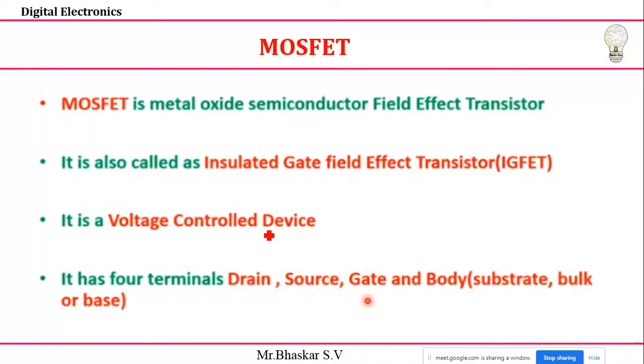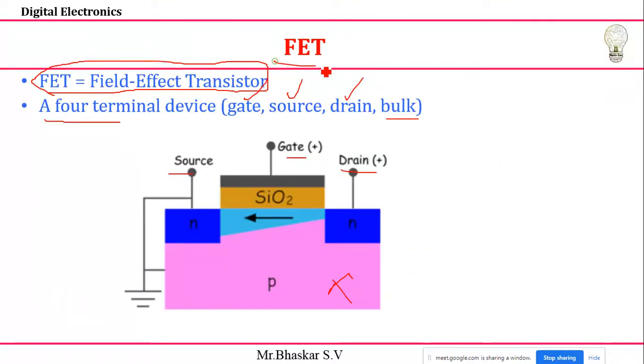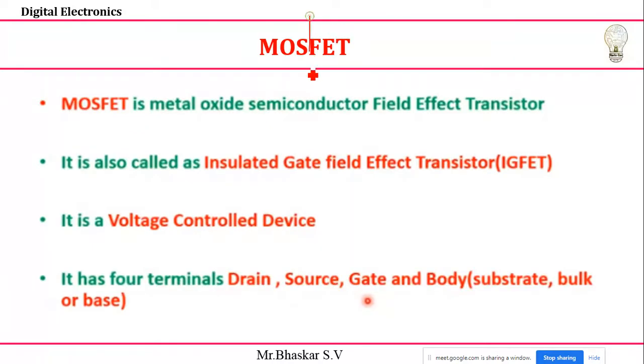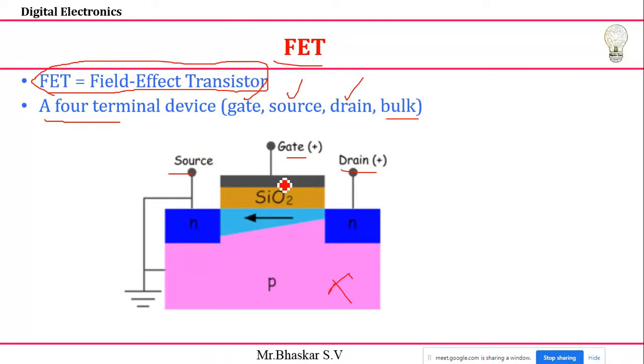Generally, this is a FET, field effect transistor. Then what is the meaning of MOSFET? Split this: MOS means metal oxide semiconductor, so metal oxide semiconductor field effect transistor. What does metal oxide semiconductor mean? When it comes to the structure, we use a metal at the gate. The gate is one of the three terminals, and here we use some metal components.